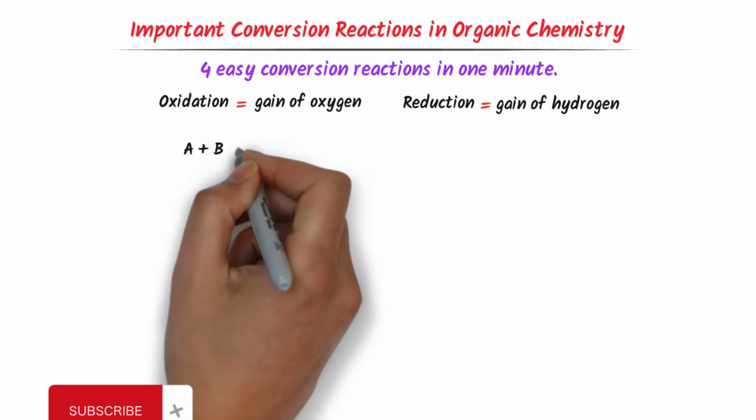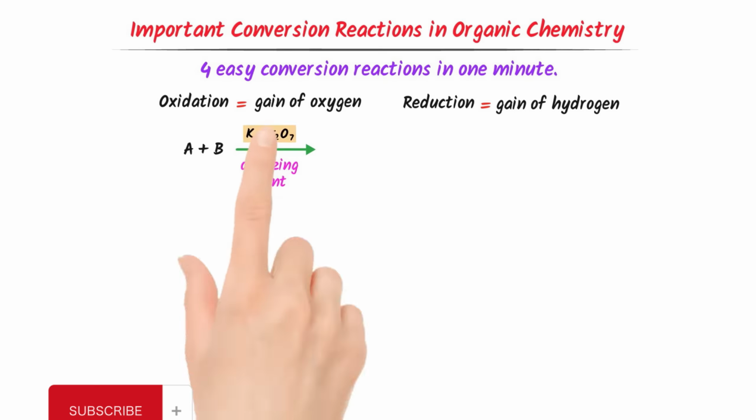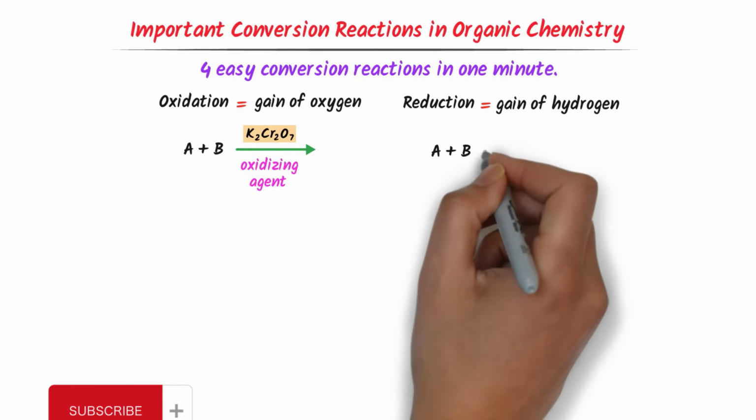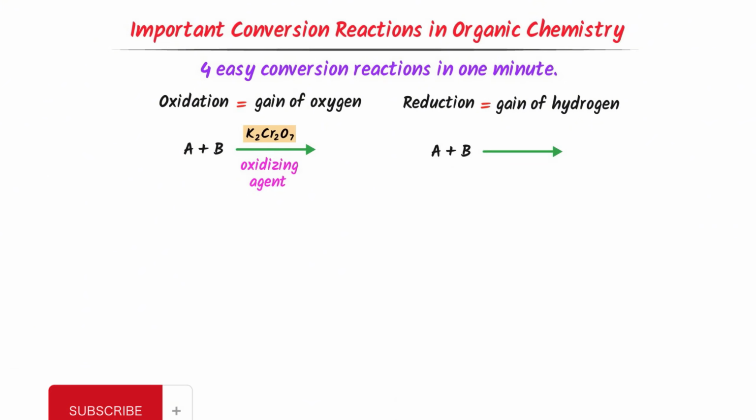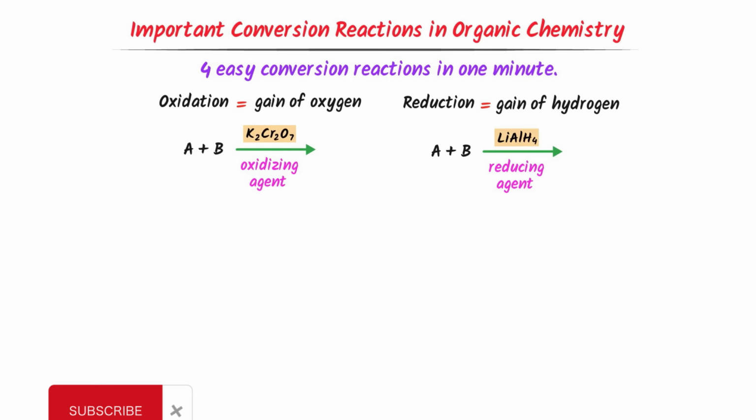Whenever we oxidize any reaction, we add an oxidizing agent to it, like potassium dichromate. It will oxidize the reactants. Secondly, whenever we reduce any reaction, we add a reducing agent to it, like lithium aluminum hydride. It will reduce the reactants.